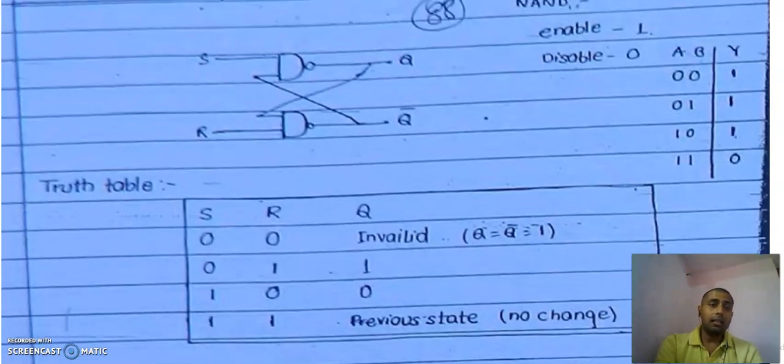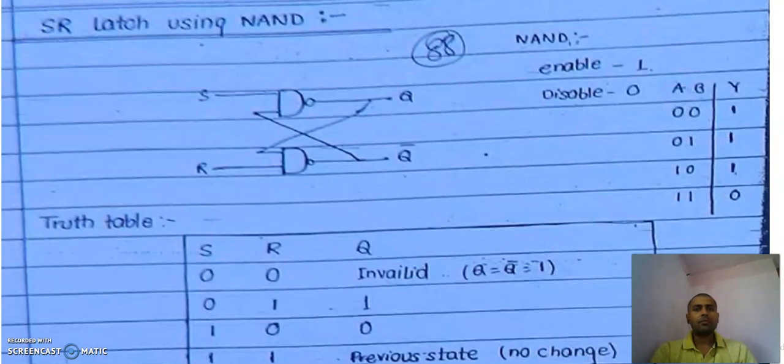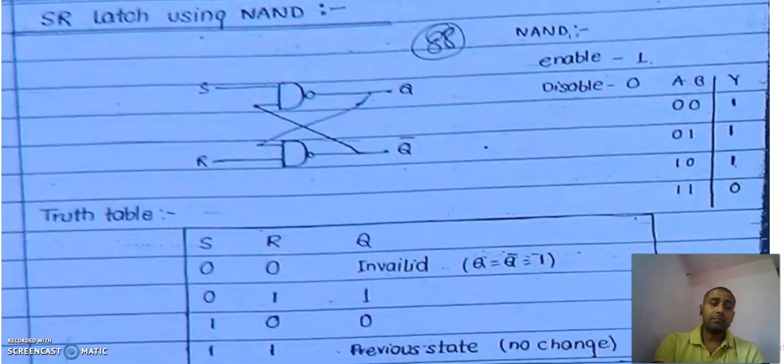the NAND gate. So I am going to start the SR latch using the NAND gate. In this circuit, we have replaced the NOT gate with the NAND gate, and in front of S we have written Q, in front of R we have written Q bar. Now we already know the truth table of the NAND gate, and it is also written on the right side. Now we are going to develop the truth table for the SR latch using NAND gate. Keep in mind, we are taking the SR latch using NAND gate.